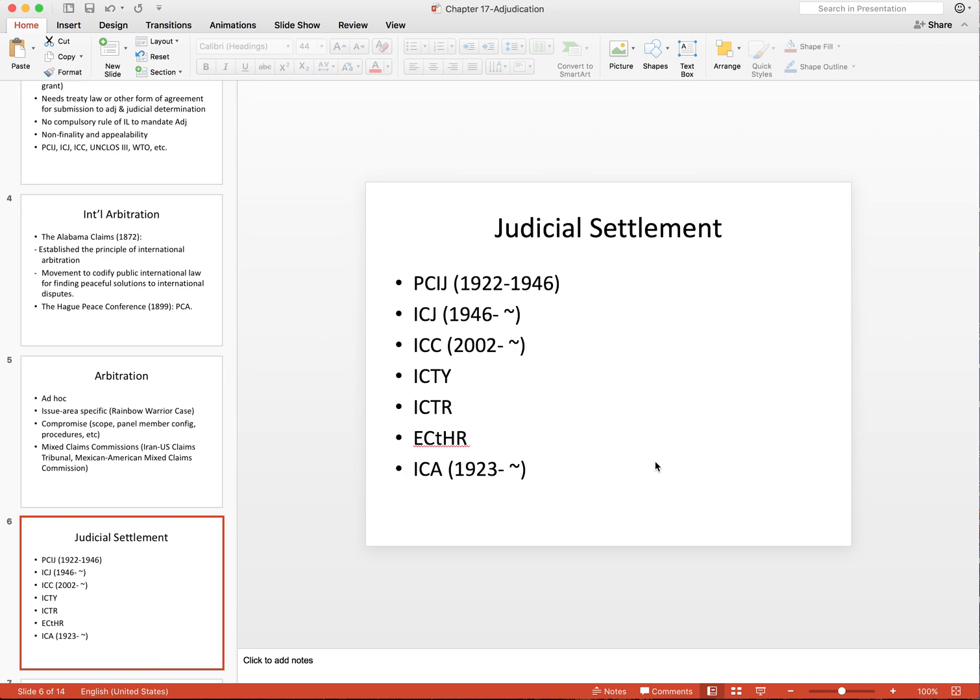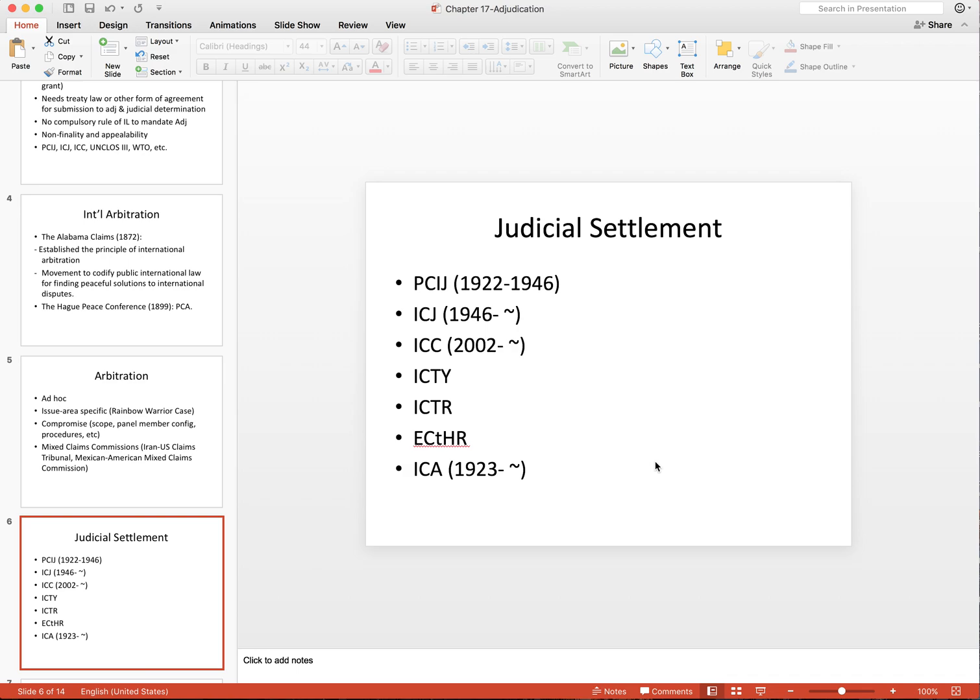So escalating from arbitration, you have the notion of judicial settlements, sometimes through litigation. If diplomacy and those other diplomatic means of settling disputes don't work and arbitration is not an option, as a last resort to peacefully settle disputes, states could resort to judicial settlements. Some of the more well-known judicial settlement bodies are the Permanent Court of International Justice, which was in operation between 1922 and 1946, essentially during the interim between World War I and World War II.